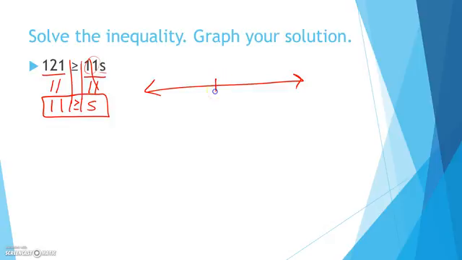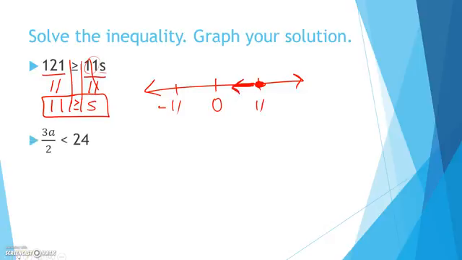So again, I'm going to put 0 in the middle, 11 to the right, negative 11 to the left. And since this is a greater than or equal to symbol, I'm going to put a solid circle on 11 because s can be 11. And now I have to think of a number that makes this inequality true. So 11 is greater than or equal to what number? Well, 11 is greater than 0. So I'm going to point my arrow towards the left and point it towards 0.